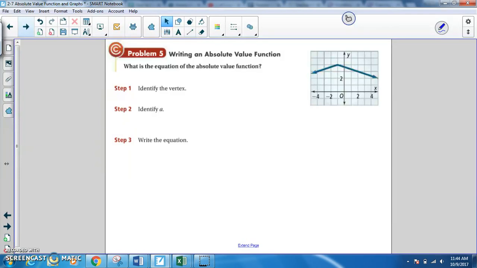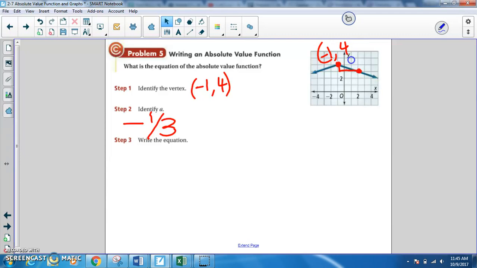Writing an absolute value function. What is the equation of the absolute value function? First, we have to find our vertex. So we look at our vertex here. It's to the left 1, up 1, 2, 3, 4. So (negative 1, 4). Identify a. Since we are opening down, we know that it's negative. And let's look at our slope. Find 2 points. Down 1 over 1, 2, 3. So it's negative 1 over 3.